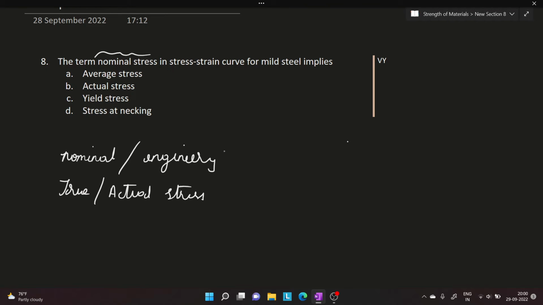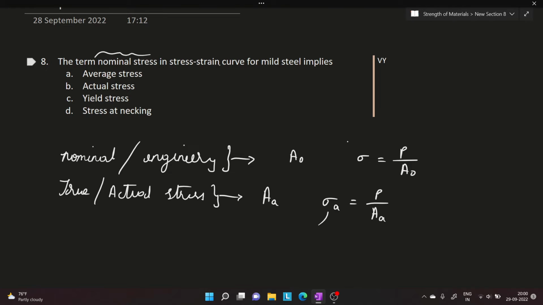So in the nominal case, we are going to consider the original cross-sectional area in the calculation, right? So sigma will be equal to P divided by A naught, and in the actual case, we are going to consider the actual area, which will be continuously changing with respect to time. So sigma actual is going to be the load applied divided by the actual area at that particular instant of time at which we calculate the stress.